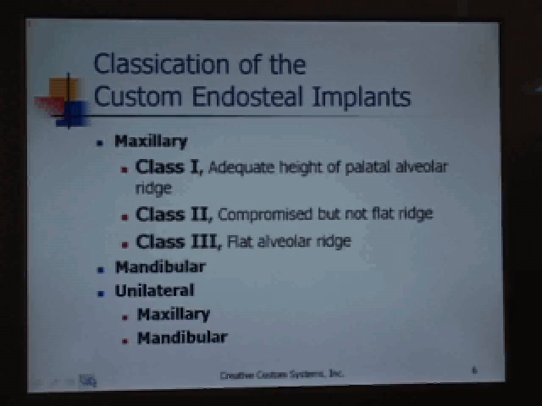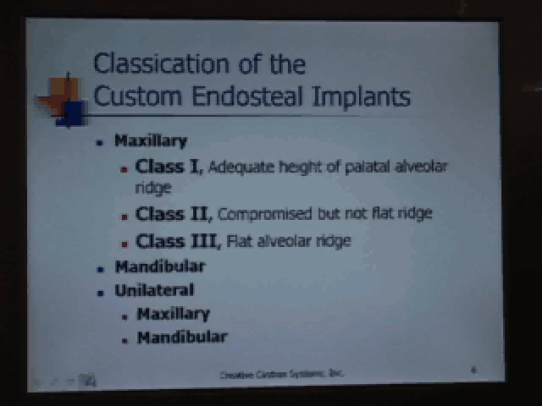Classification of the custom endosteal implant. The maxillary has three classifications: a class 1, where we have adequate height of the palato-alveolar ridge. We know from Linkow that the support for the maxillary subperiosteal implant comes from the palato-alveolar ridge and from the anterior nasal spine. The ideal situation is a class 1, where we have very adequate height, plenty of palato-alveolar ridge, and of course the nasal spine.